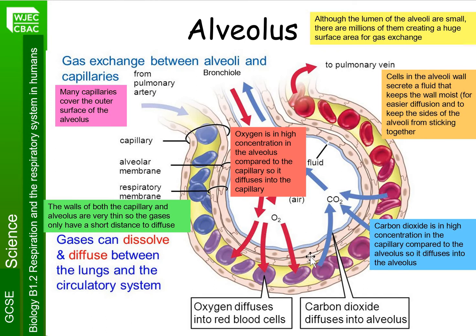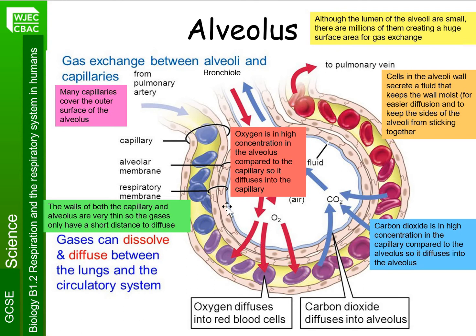Notice how close the capillary actually hugs the alveolus as well. So there's a very short distance, okay, for the gases to actually travel across. Shorter distance means less time for diffusion, faster rates of diffusion. We can see that the cells in the alveoli wall also secrete a fluid, a little bit of moisture.